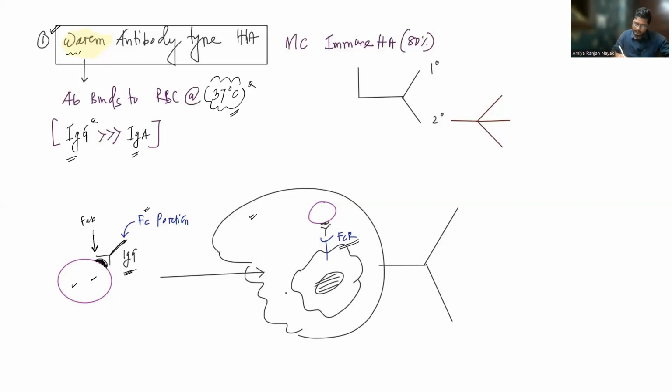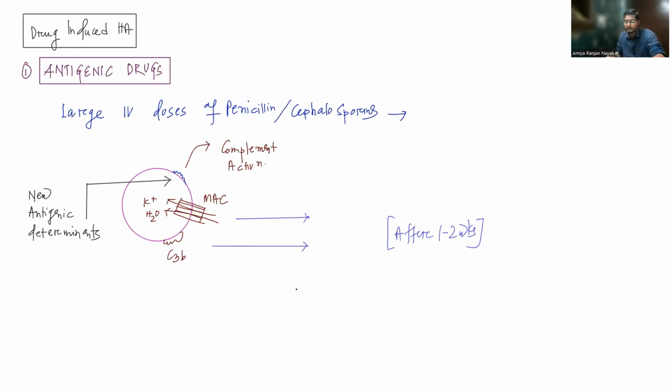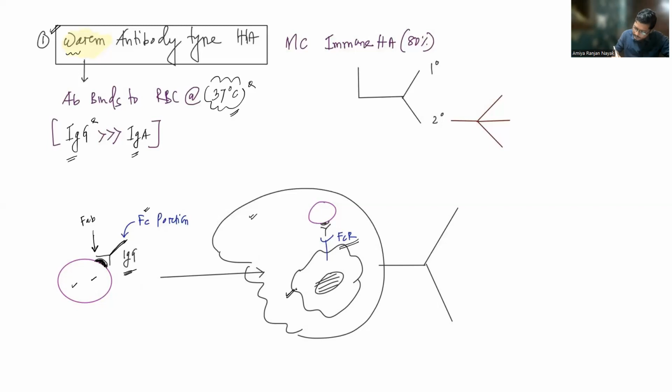So macrophages can identify these RBCs. They can cause phagocytosis, leading to extravascular hemolysis.